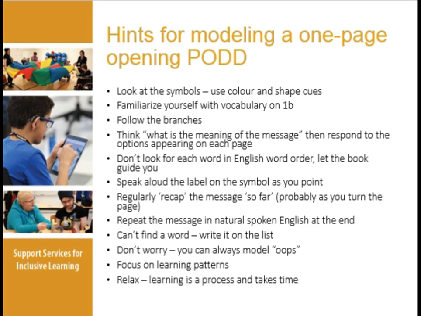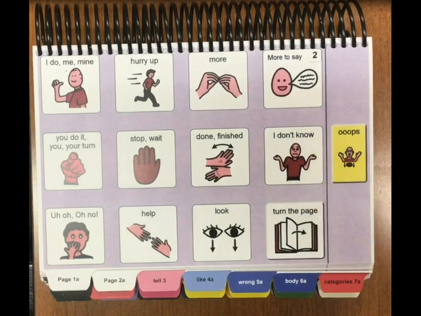The author of the PODD books provides these hints. We find the first time working through the message, you need to say the mechanical path. When you get to the last item, you say the whole social message. The first part of talking is teaching the navigation and the organization of the tool. The second part of talking is modeling the social message.